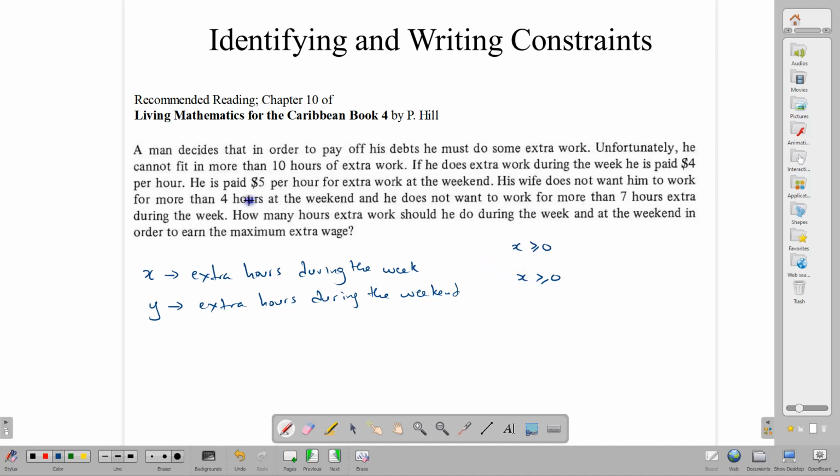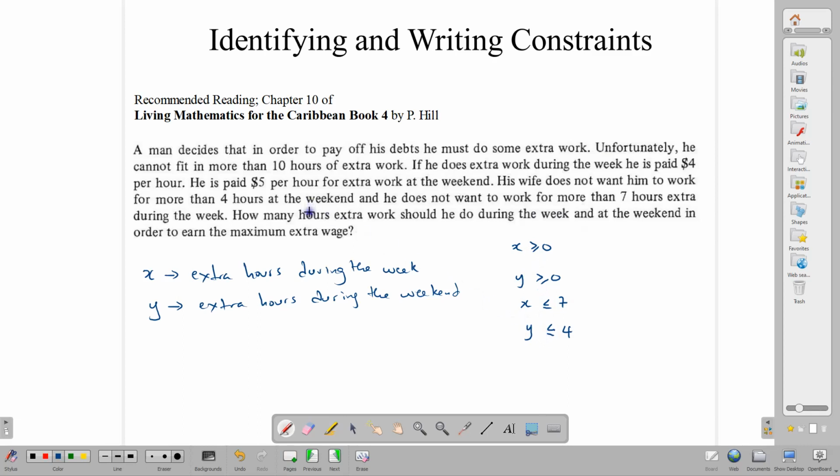However, we notice that his wife does not want him to work more than 4 hours on the weekend, and he doesn't want to work more than 7 extra hours during the week. So X here, extra hours during the week, has to be less than or equal to 7. And Y, I notice that this should be a Y. Let me fix that quickly. Y should also be less than or equal to 4, because his wife doesn't want him to work more than 4 hours on the weekend. So we have those four inequalities.